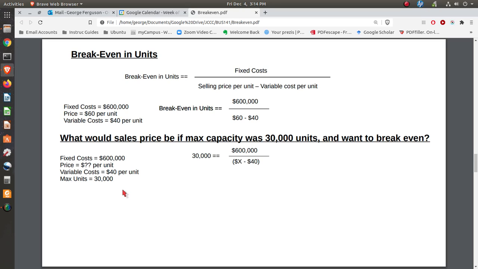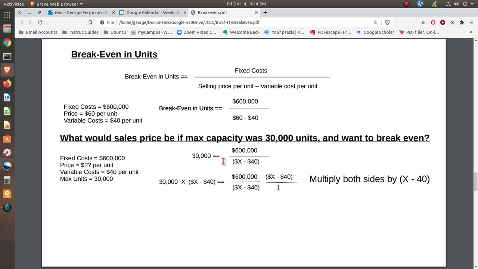So the way we figure that, what are the things we know? We know what it is we're going to produce. In this case, 30,000 units. We know what our fixed costs are. That's 600,000. And we know what our cost per unit is. So how much do we need to charge? So that's how you set this up as far as, all right, so what is it that's known? What is it that's unknown? In this case, what we want to do is solve for X. So how do we solve for X?